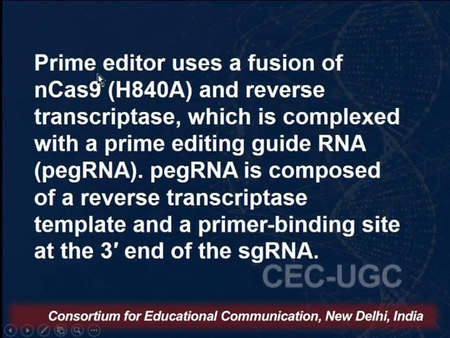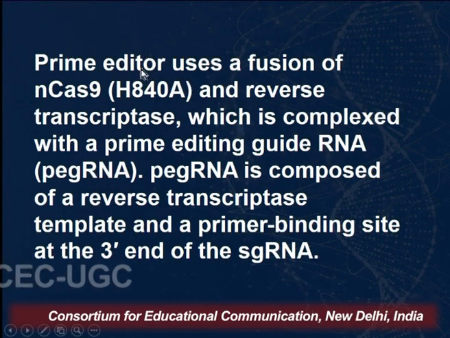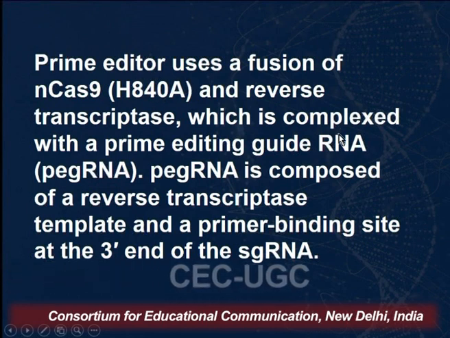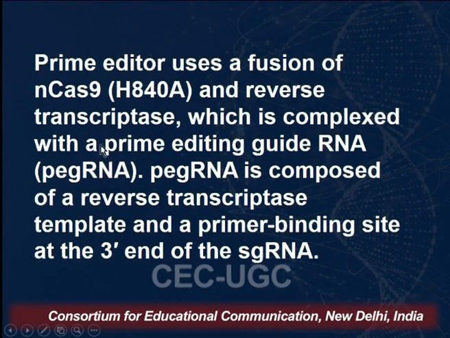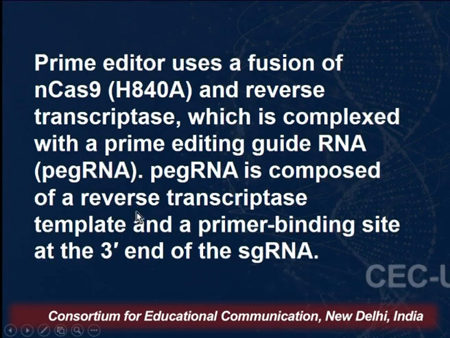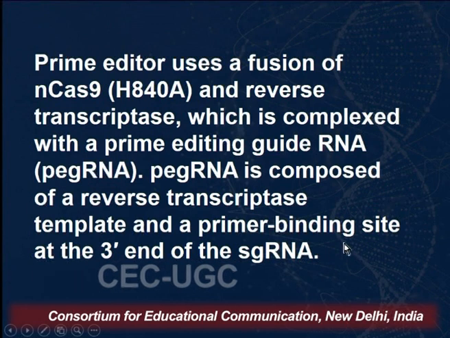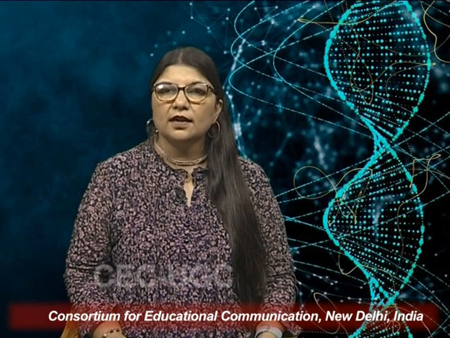Now, what does this prime editor use? This prime editor uses a fusion of nickase Cas9, which is developed by a different mutation, and a reverse transcriptase enzyme, which is complexed with a prime editing guide RNA. This prime editing guide RNA is composed of a reverse transcriptase template and a prime binding site at the 3' end of the sgRNA. Now, we will talk about this prime editing mechanism in detail in our next session.